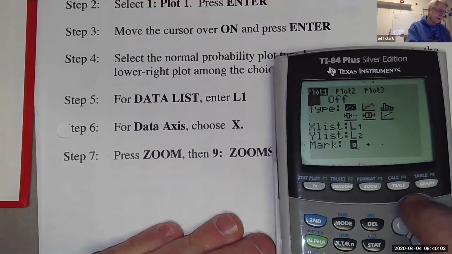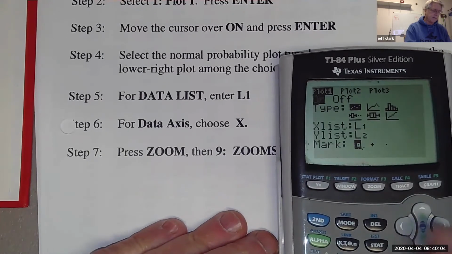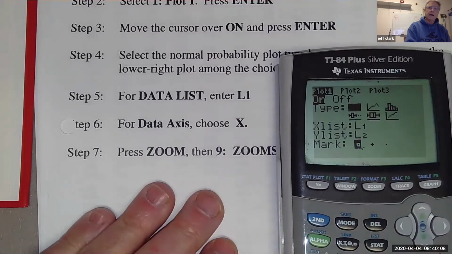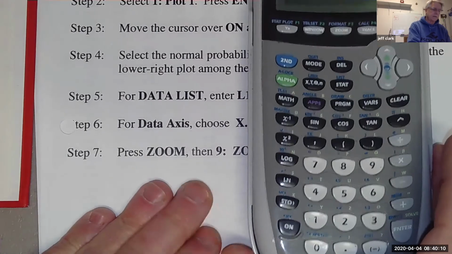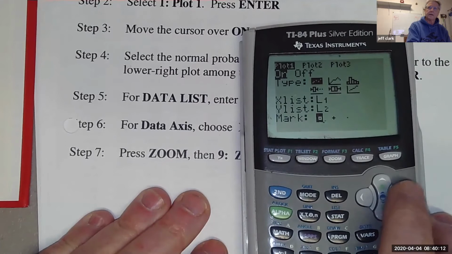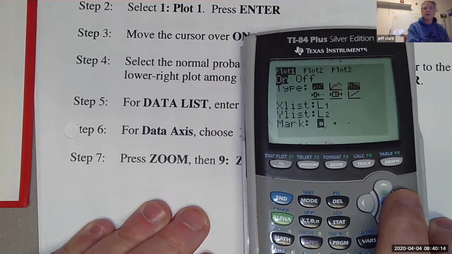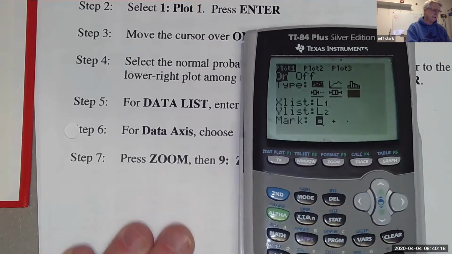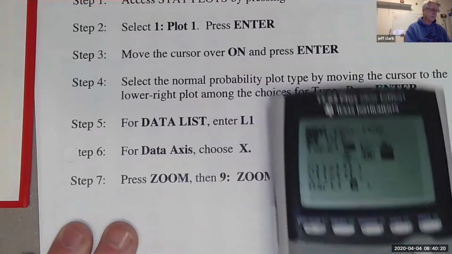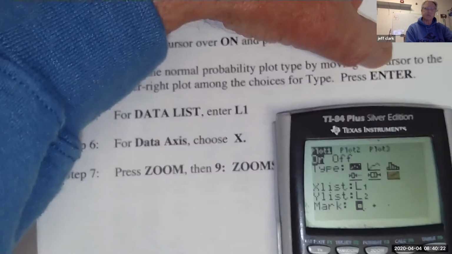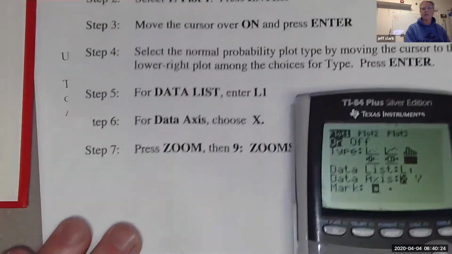So I'll do that again. I was up here at plot, I went down, hit on. I'm going to toggle down, and now I'm going to toggle right. Keep going, keep going. That's the one, and I want to hit enter. And then press enter. Okay, that one's highlighted.